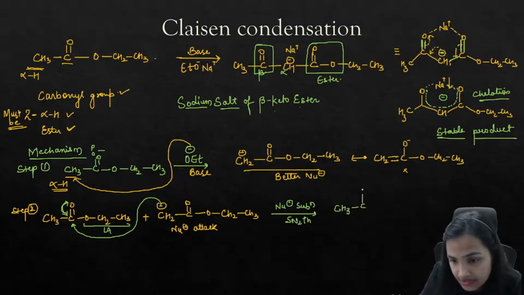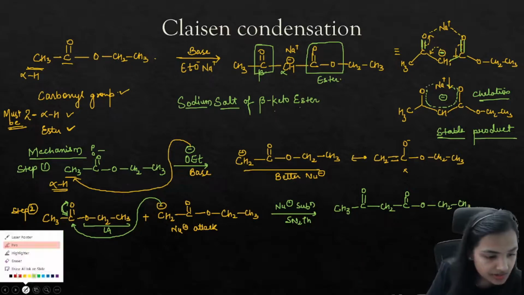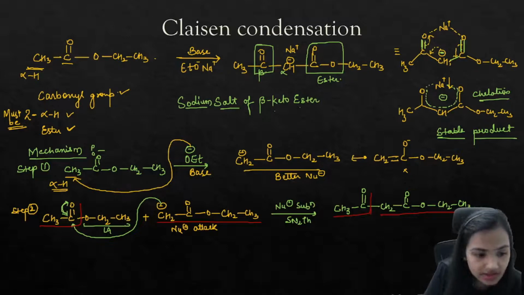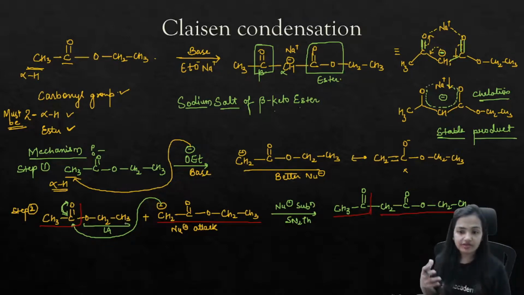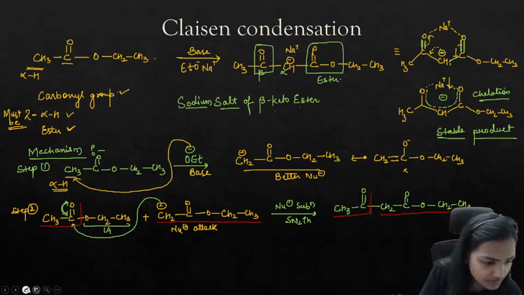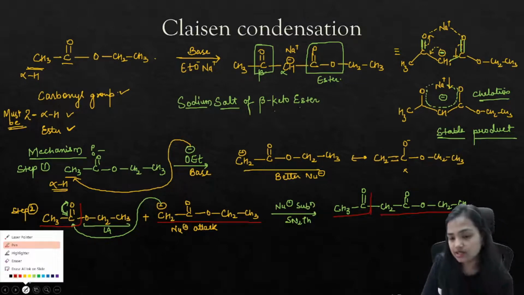Ultimately we will be getting C double bond O, and here the leaving group will leave, and we will be getting CH2, C double bond O, O, CH2 CH3. So if you see what I have done, this is a part which has attacked over this part. This is a leaving group which has been left, and this has attacked over this particular part. Is this clear? Now this is a beta keto ester.